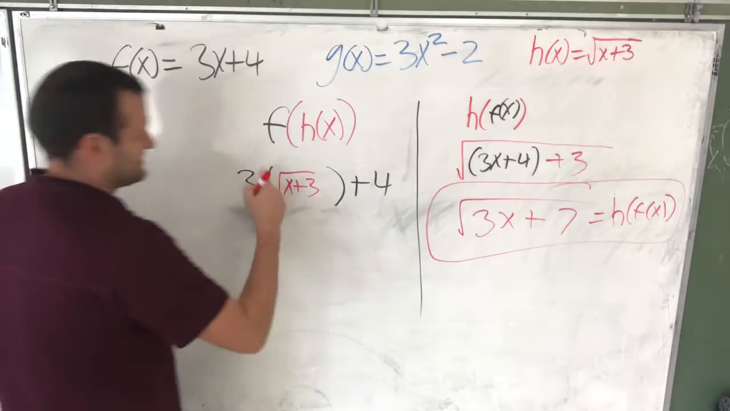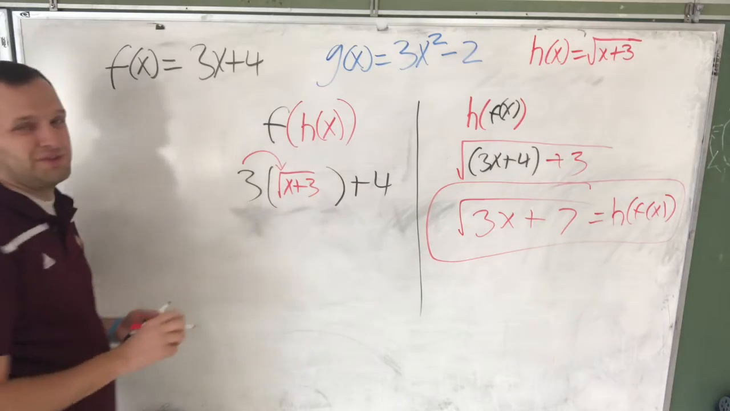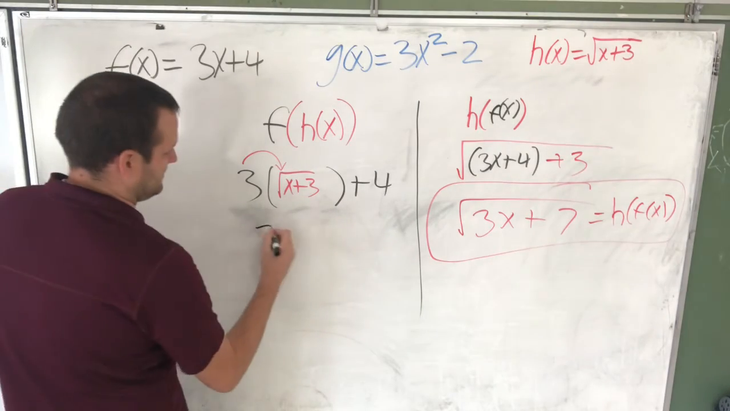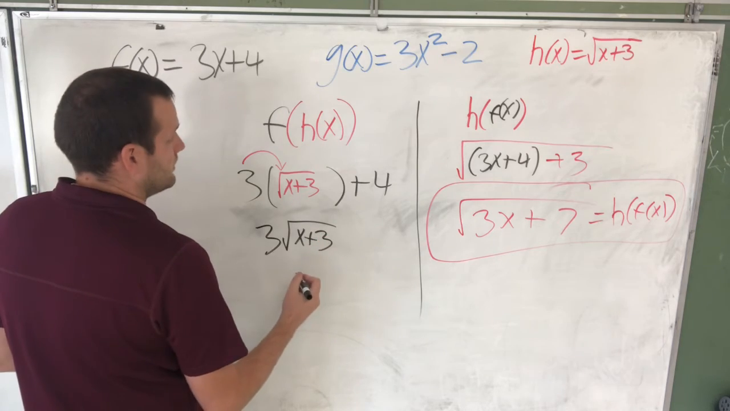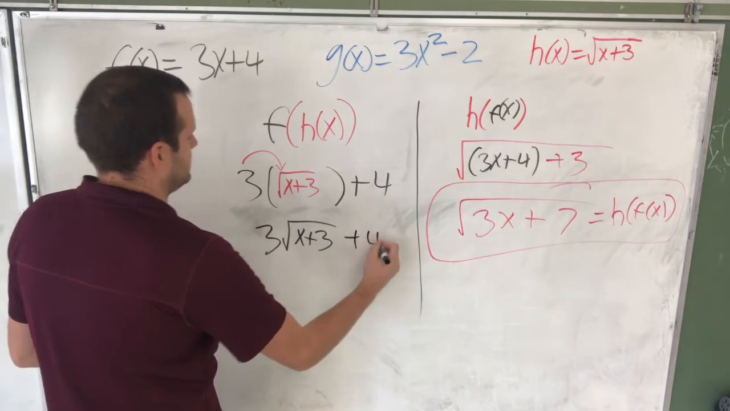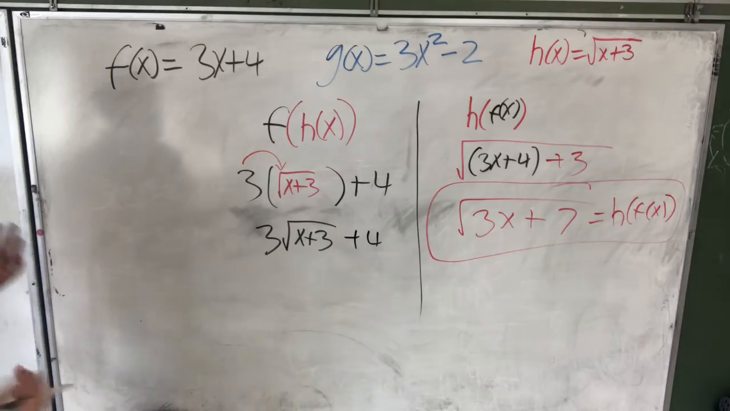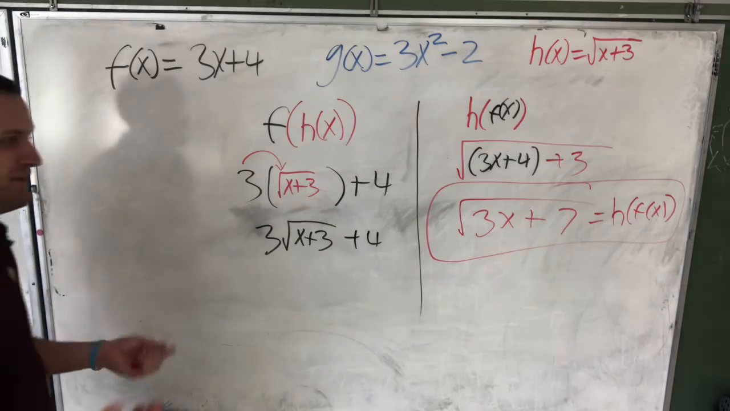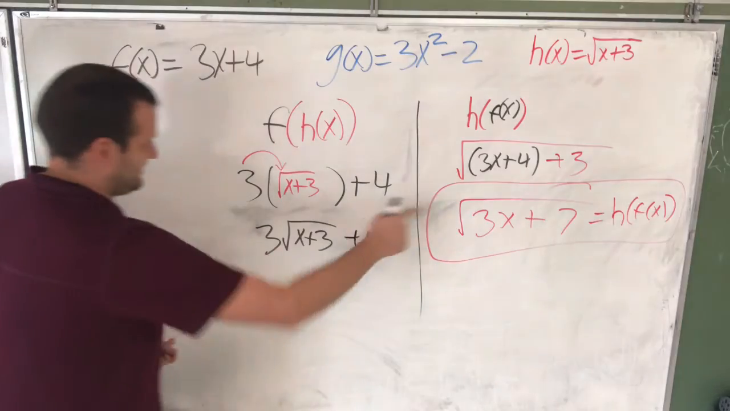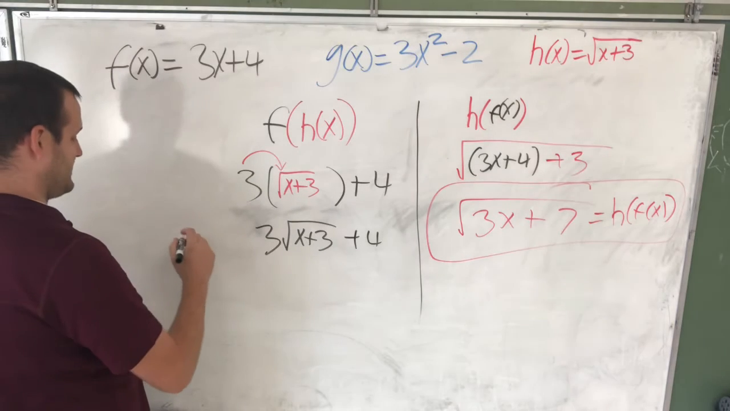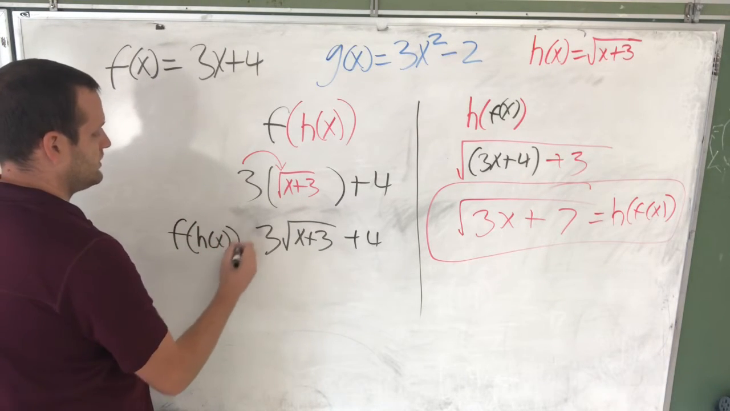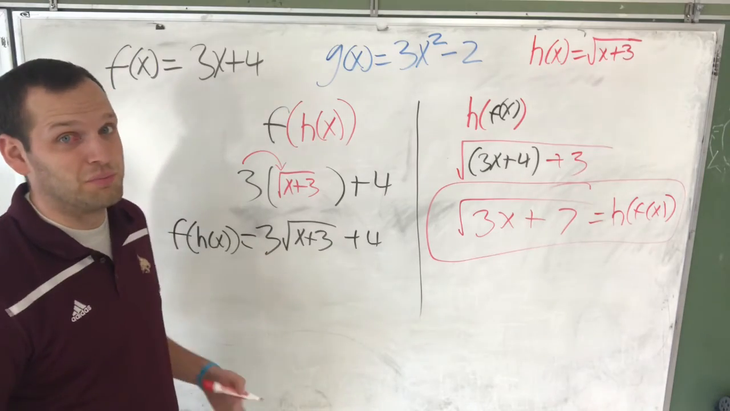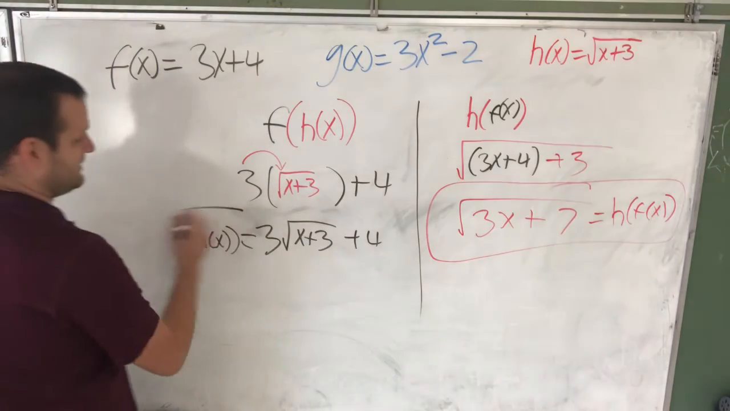Well, we distribute, and distributing doesn't really help us too much here. It's just going to leave us with 3 square root of x plus 3 plus 4. That's about all that we can do with this problem. Are these the same? No, they are not. Is the order important? Yes, yes it is.